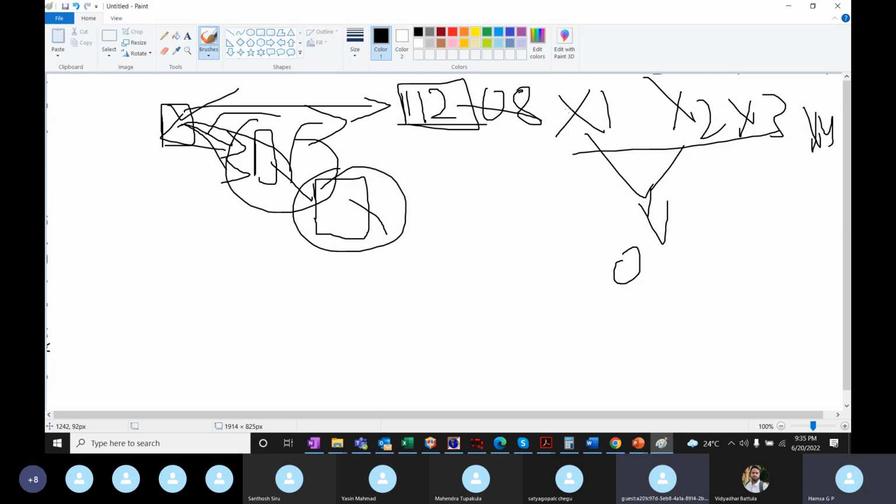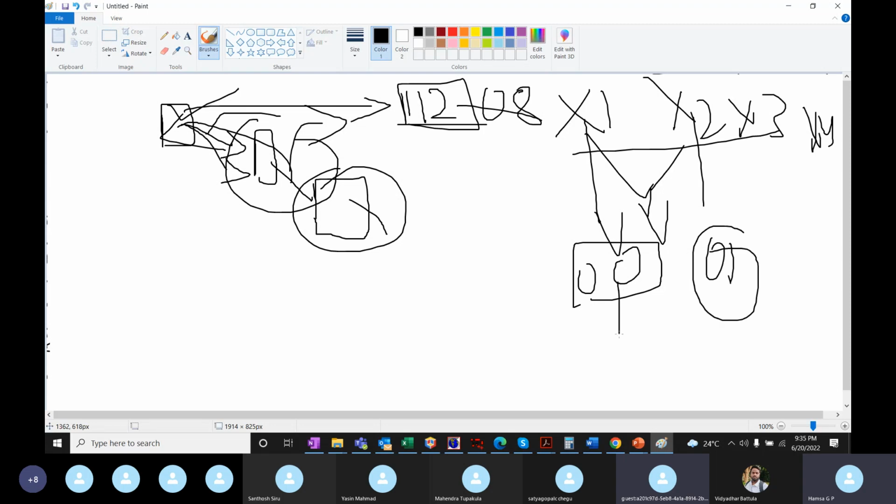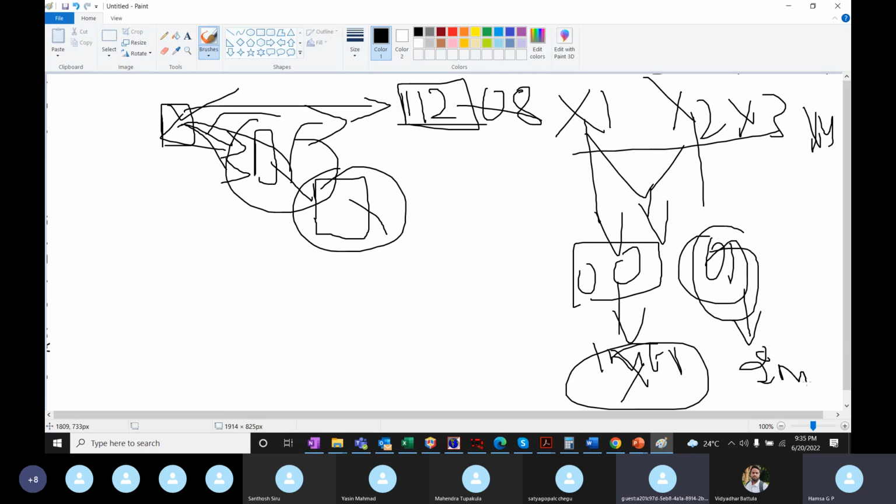If it is 0, 0, 0, 0, and if it is 0, 1, it means an information. 0 means there is no object in between, within 1 meter, I can say. If it is 0, 1, there is an object after 2 meters. This is an information.